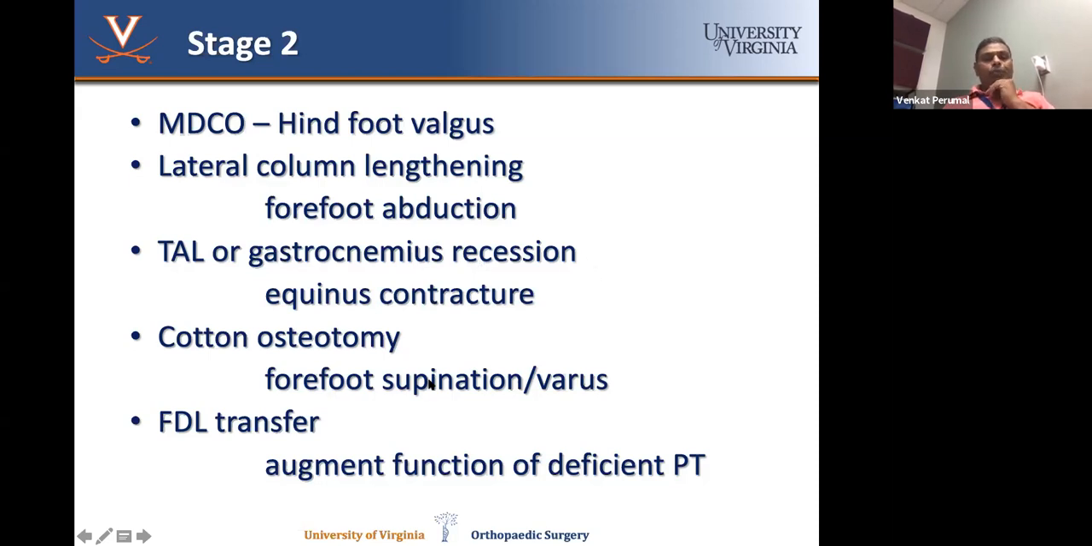And if there's a forefoot supination or a varus deformity, we always do a Cotton osteotomy. And if the tibialis posterior tendon deficiency is bad, where the tendon is so bad, you can augment that with an FDL tendon transfer. So depending upon what the deformity is, we do this surgery, but typically it's a combo of everything. So hindfoot valgus, MDCO; forefoot abduction, lateral column lengthening; equinus deformity, either Achilles tendon lengthening or the Strayer procedure; Cotton osteotomy for forefoot supination; and tendon transfer for tendon deficiency.